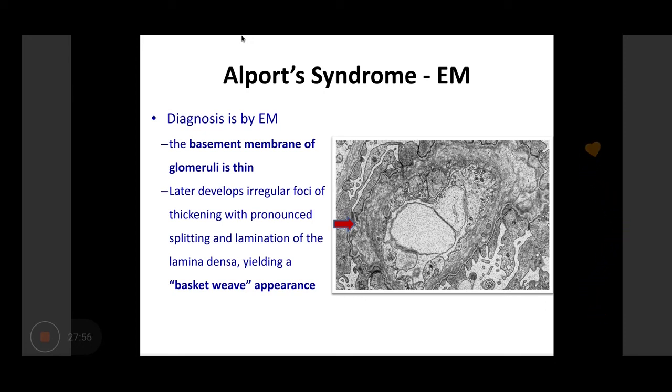I'll continue then. This is the EM photograph of Alport syndrome, because the diagnosis of Alport syndrome is made by electron microscope. So normally, you've seen many micro photographs, you know that some people are having a problem.